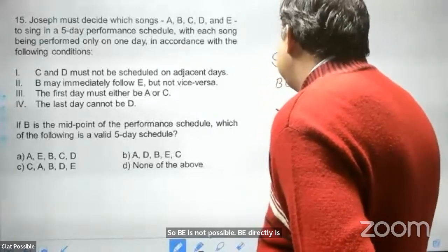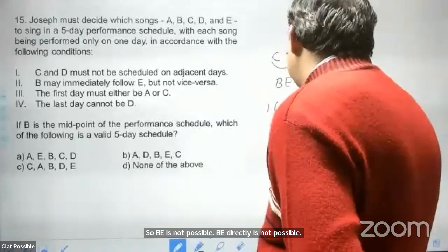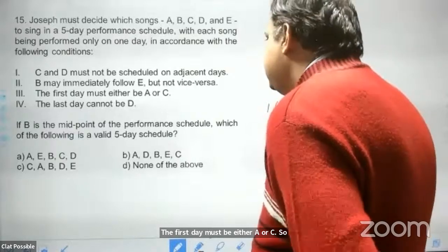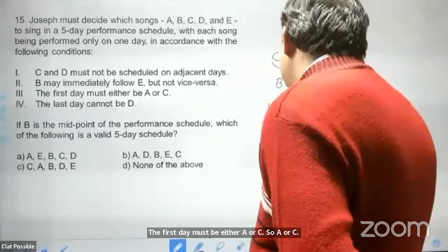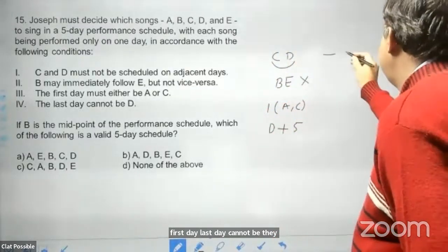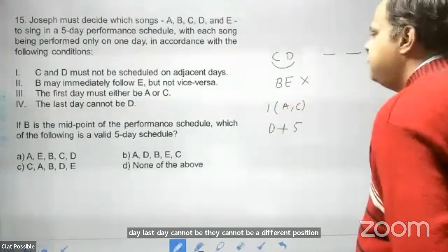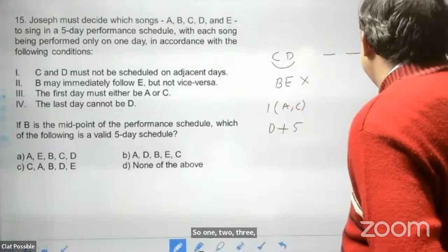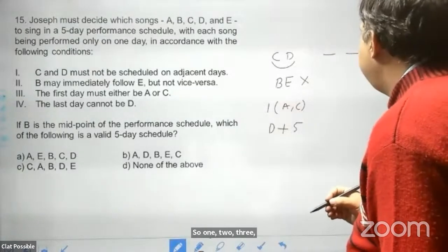The first day must be either A or C. So A or C on the first day. The last day cannot be D. D cannot be at the fifth position. So 1, 2, 3, 4, 5. B is the midpoint.